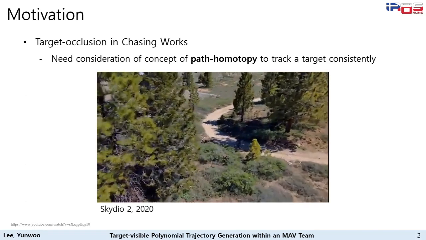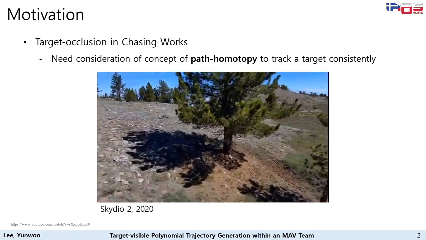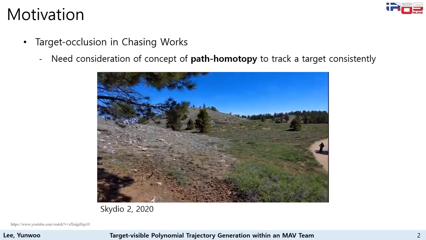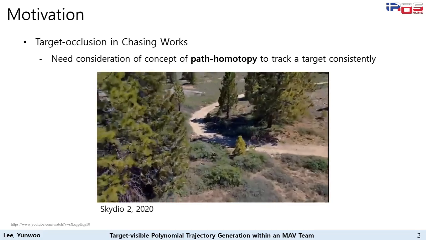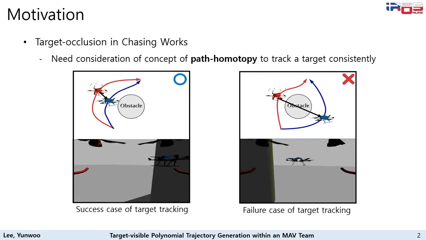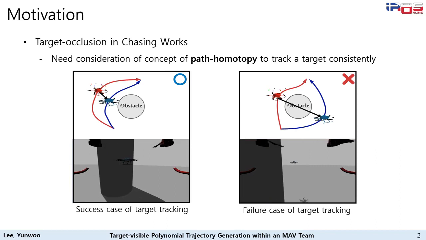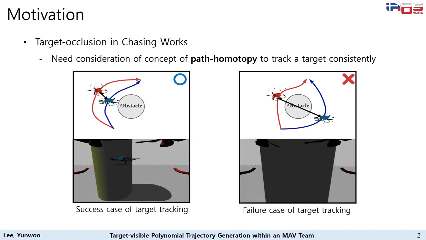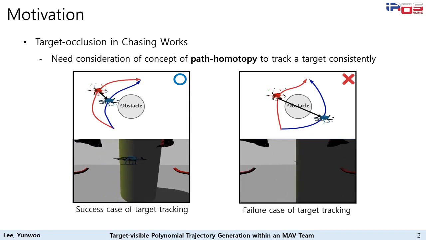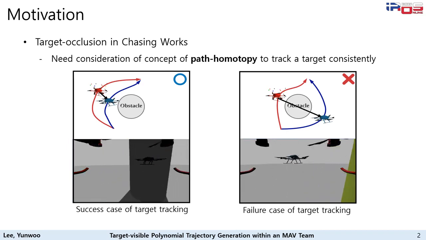Filming using drones has drawn a lot of attention from the public. However, even with commercial drones, there are many cases where the target becomes hidden by obstacles when filming. This usually occurs because the drone takes a different topology path from the target. Therefore, in this work, drones try to avoid target occlusion by setting flight regions which are homotopic to the target's path.